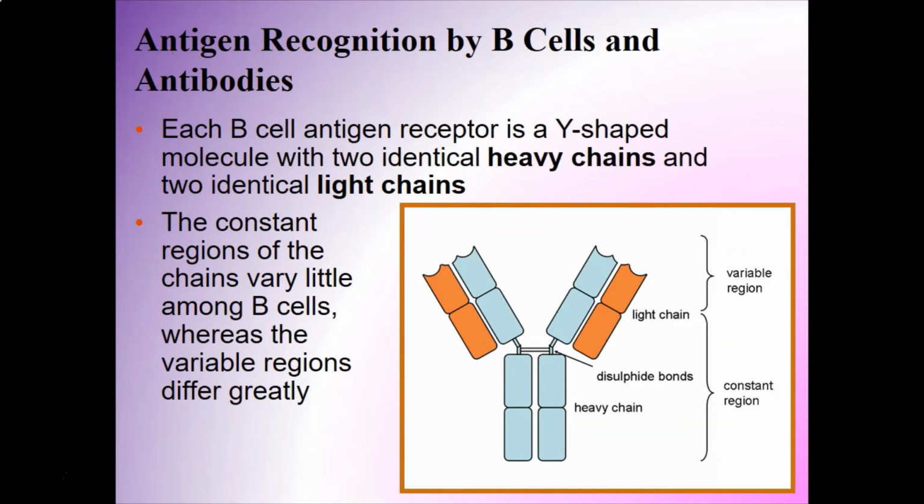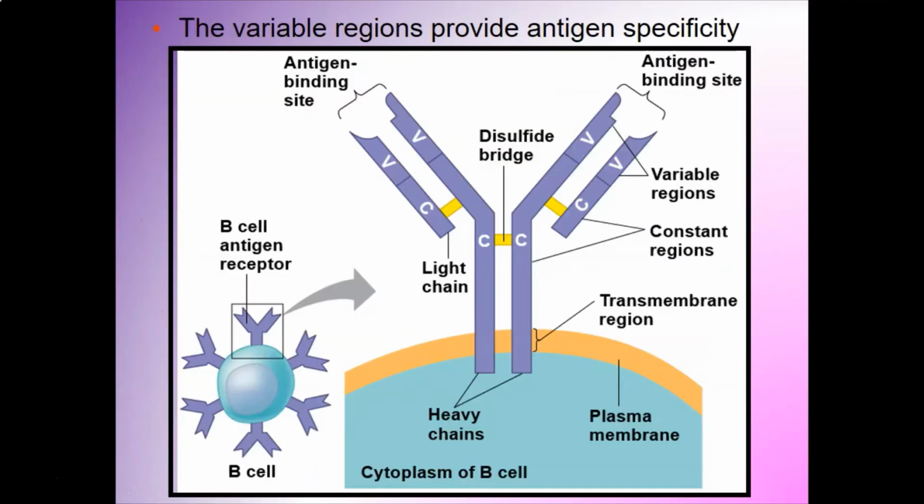So, antigen recognition by B cells and antibodies. Each B cell antigen receptor is a Y-shaped molecule with two identical heavy chains and two identical light chains. There's a constant region of the chains that varies very little among B cells, whereas the variable regions can change quite a bit. Nothing much happens in the constant area. This is pretty much always going to be the same, but the variable region is where you're going to be different to accept those epitopes. So all these different antibodies or B cell receptors have to be a little bit different. They have to vary. So the variable regions provide antigen specificity. You can see there are some disulfide bridges holding them together.